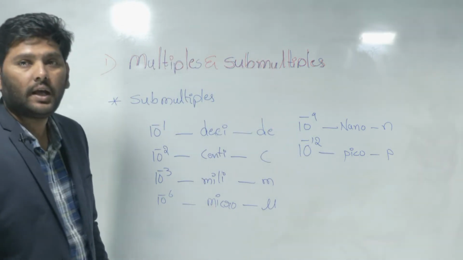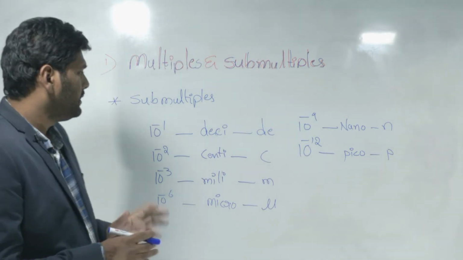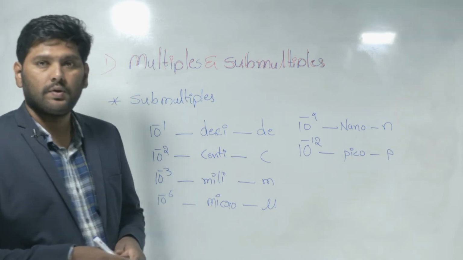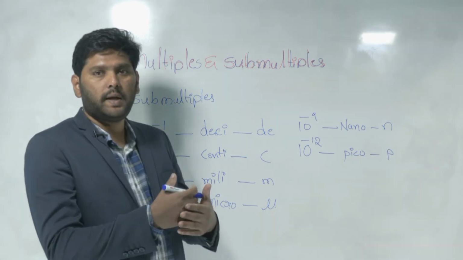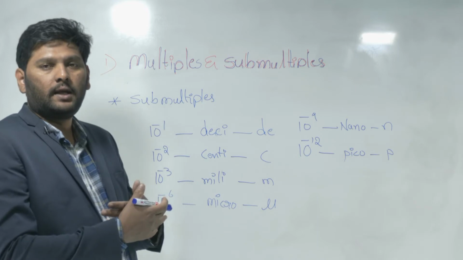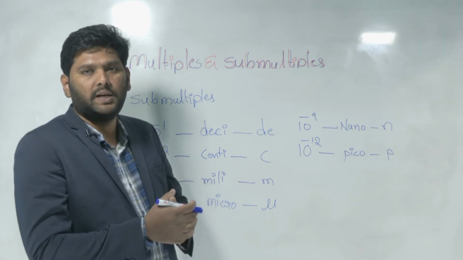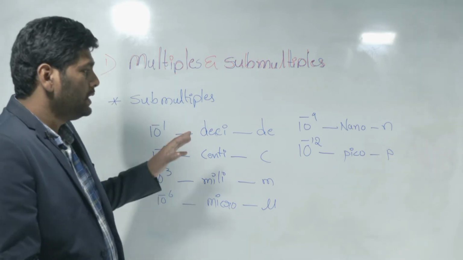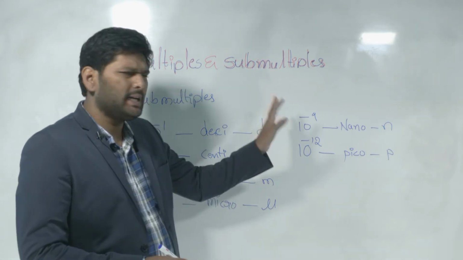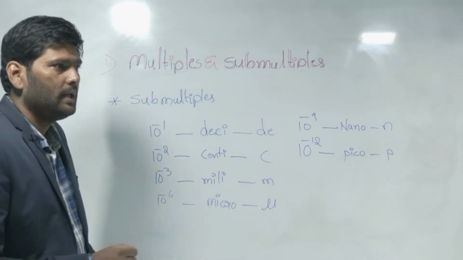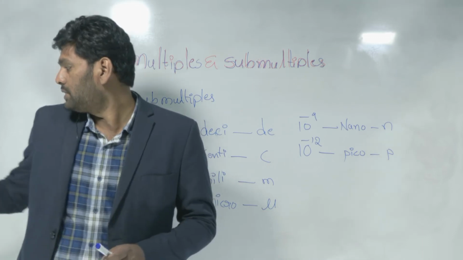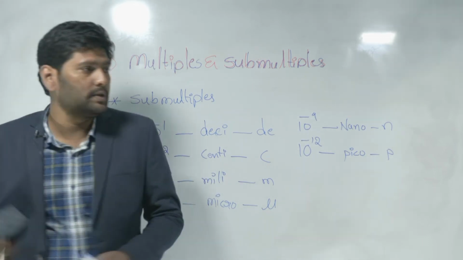So this is the way we explain submultiples. The decimal values expressed in terms of multiples of 10 are known as submultiples. These are some important submultiples. Let me give some examples of submultiples here.